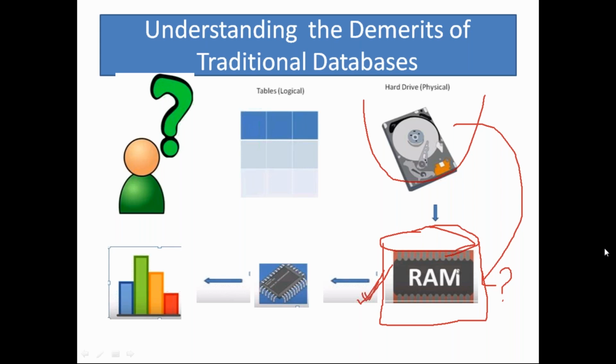And people say that RAM was expensive. Yes, that was a valid point in olden days. Now that is not so valid. RAM being expensive is not so valid nowadays. So the first point is, yes, it's volatile. Except for that volatility, everything is fine.